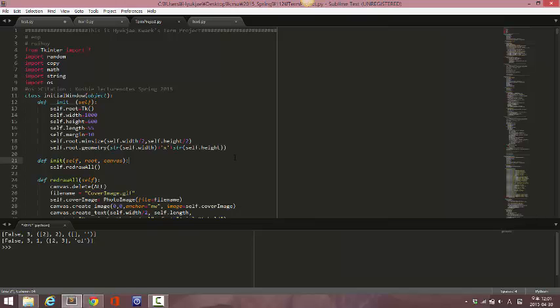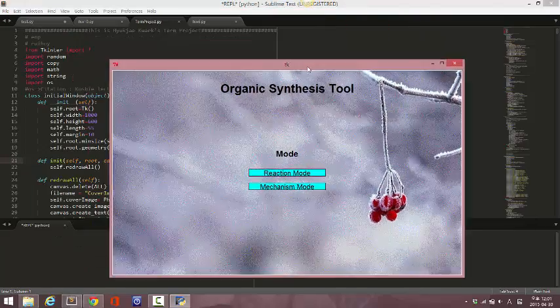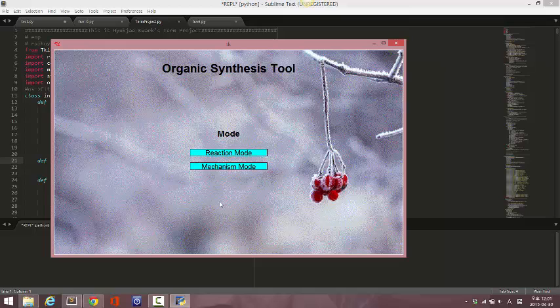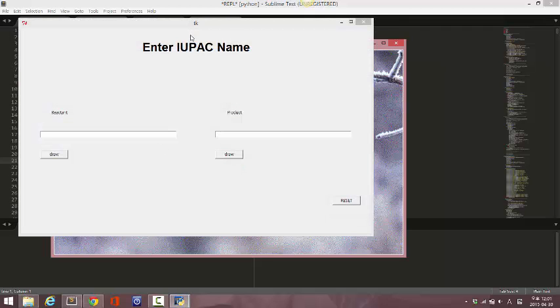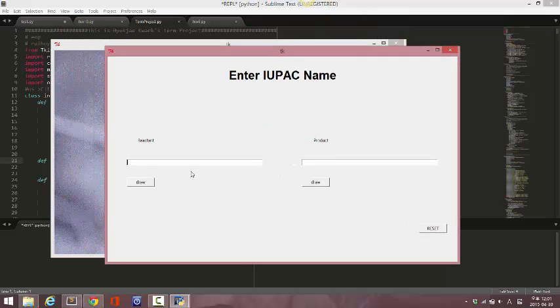My 15112 term project is an organic synthesis tool, which is formed in two modes. One is the reaction mode, and one is the mechanism mode. The reaction mode would show you how your initial compound would change with the input of the following reactions you choose, and the mechanism mode would suggest a mechanism to change your reactant to your product in a few steps. So basically, both modes have an entry and a draw button.